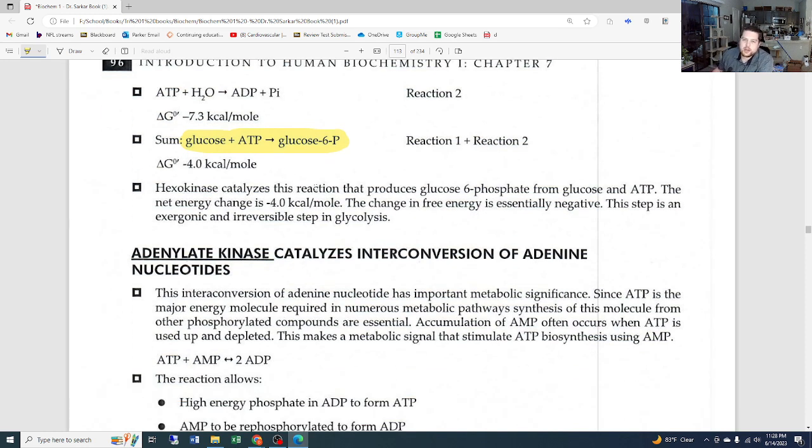Hexokinase catalyzes this reaction that produces glucose 6-phosphate from glucose and ATP. Remember this enzyme. This comes back a ton, hexokinase. The net energy change is negative 4.0 kilocalories per mole. The change in free energy is essentially negative. This step is an exergonic and irreversible step in glycolysis.